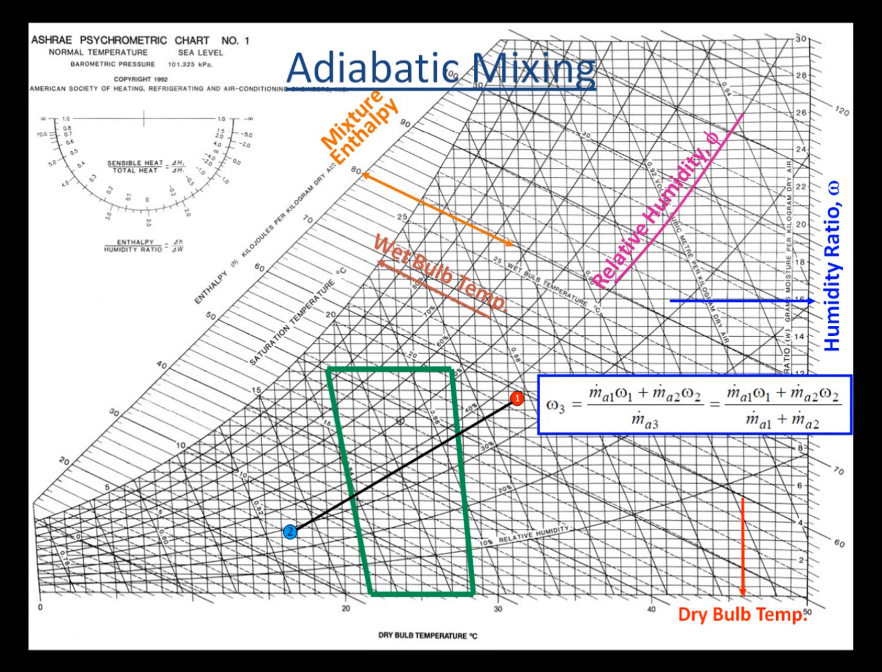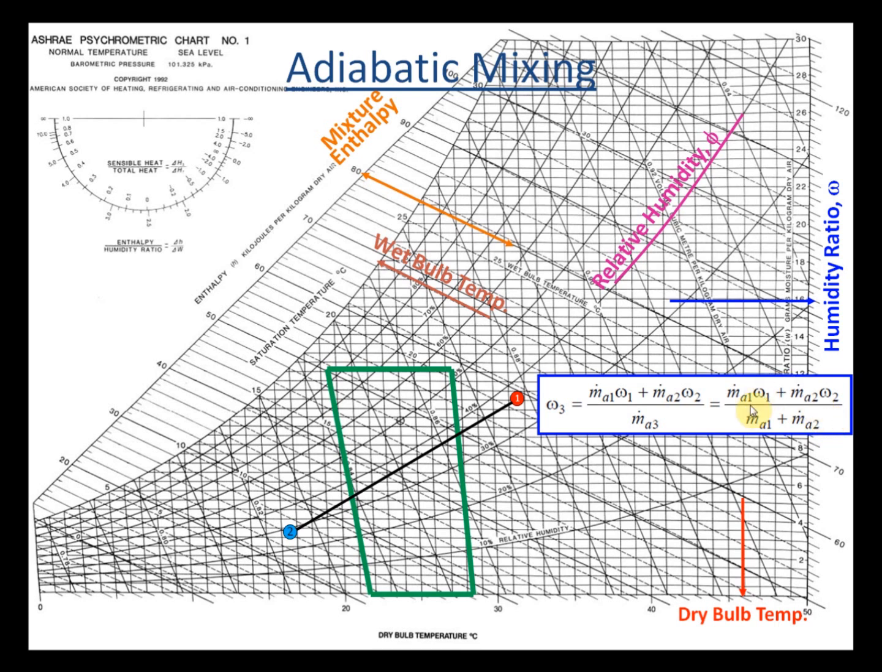Based on those conservation of mass relationships I showed you in the previous slide, and the fact that the mass flow rate of the vapor is equal to the mass flow rate of the dry air times the humidity ratio, I can substitute that into my conservation of mass for the vapor, and I can solve for the humidity ratio at state 3. So that requires me to know the humidity ratio at 1, 2, and the mass flow rates of the dry air at 1 and 2, and the mass flow rate of the dry air at 3. But don't forget, due to conservation of mass, I know that the mass flow rate of the dry air at 3 is equal to the mass flow rate of the dry air at 1 and the mass flow rate of the dry air at 2.